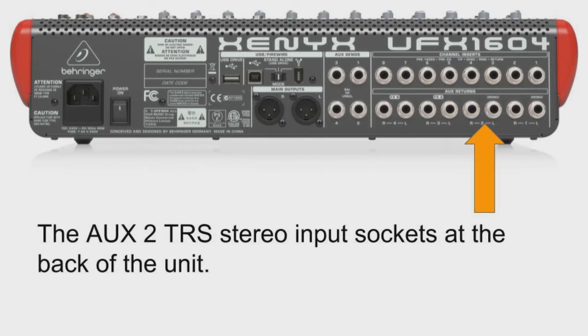And here are the auxiliary 2 TRS stereo input sockets at the back of the unit. Just a quick note that if you are not using any external returns, you can actually use these two stereo inputs to connect keyboards, drum machines, or synthesizers that feed into the returns during a live performance. Of course, since these do not feed into any channel, they won't be recorded on the built-in USB recorder or sent to your DAW via the FireWire or the USB.